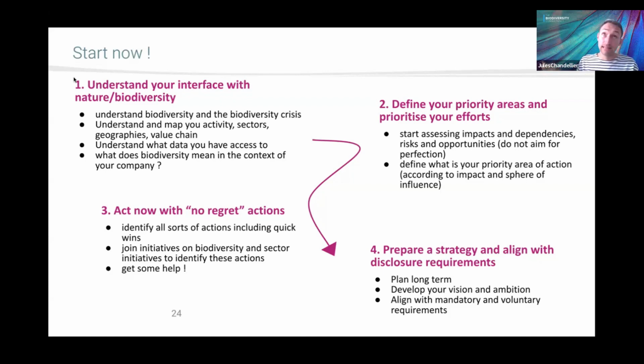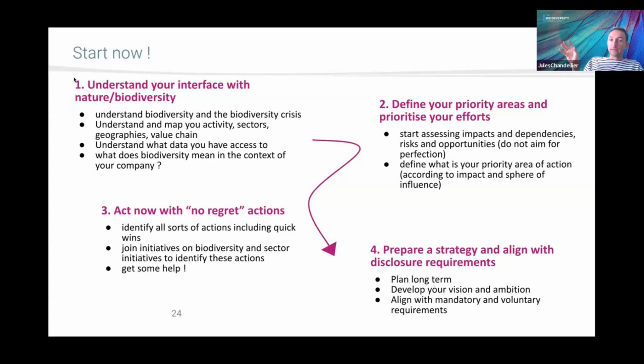It might be less obvious if you are producing cars, for instance, or even less obvious if you're a service company. But even in a service company, if you use paper, where was this paper produced from? Where were the trees it was produced from? So you always have, more or less, depending on your sector, a link with biodiversity, and it might require more or less assessment to see where the link is.